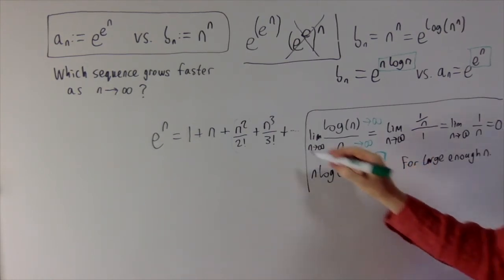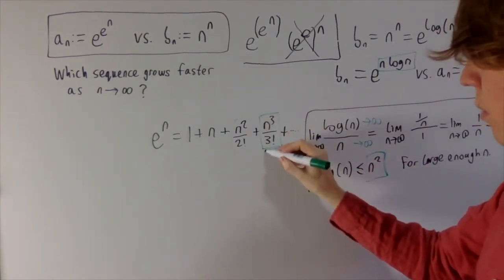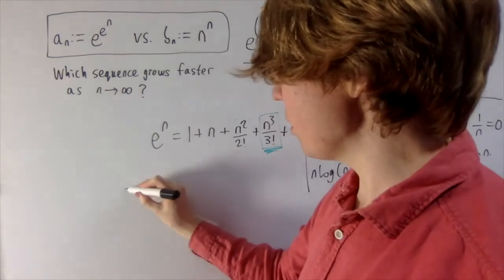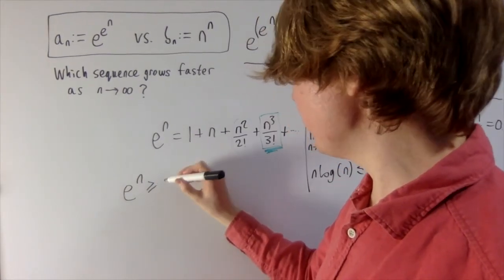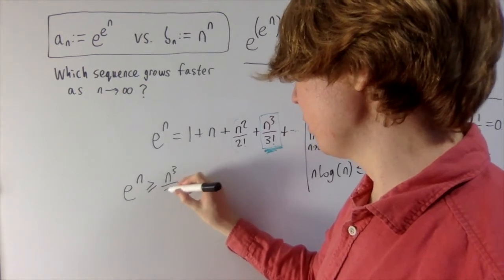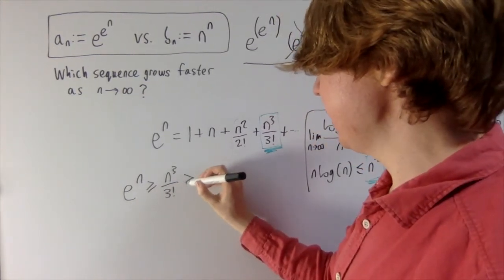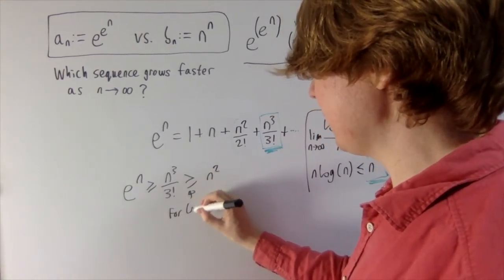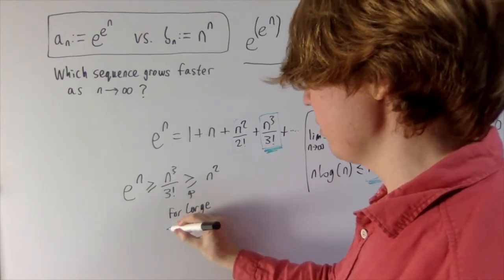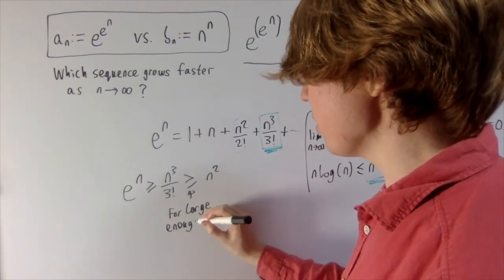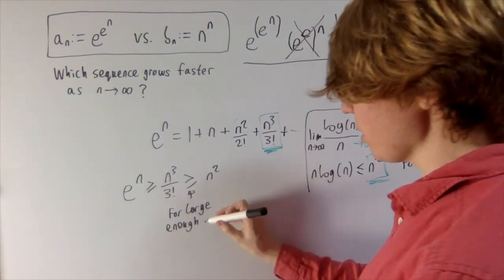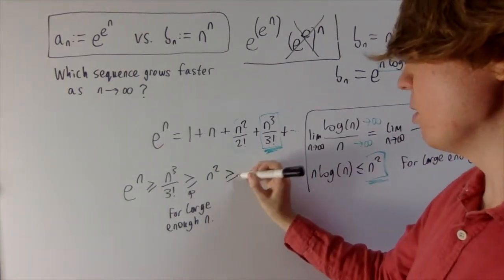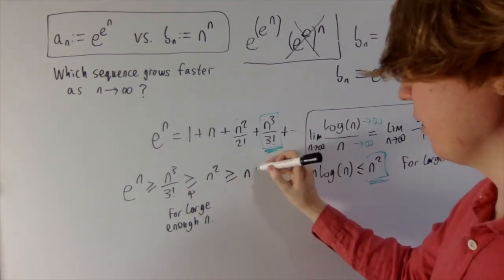So let's compare our n squared now with just this one term, this n cubed over 3 factorial term in e to the n. So e to the n is much, much bigger than n cubed over 3 factorial. And then this, of course, is bigger than n squared for large enough n. So actually, for any values of n over a certain threshold, n has to be greater than or equal to 6, this will be greater than or equal to n squared. Then we know that this is bigger than n log n.